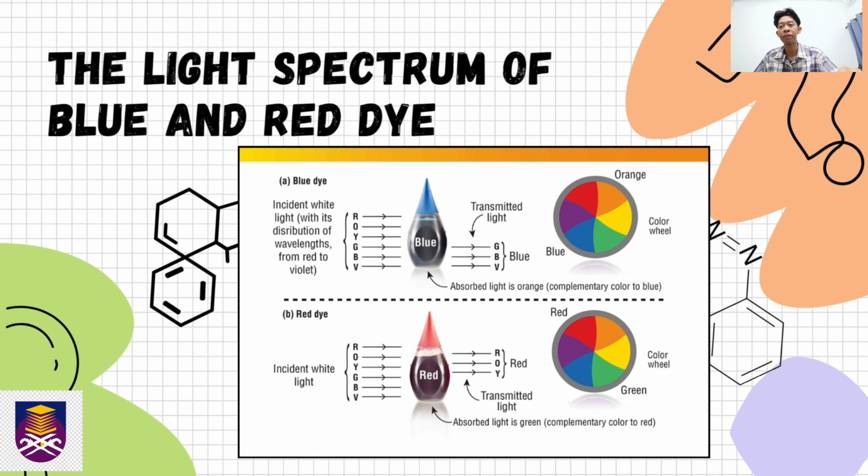And this is the light spectrum of blue and red dye, where the blue dye can produce some colors based on the transmitted light, such as green, blue, and violet. But for red, if the light is transmitted by the color red, we could see the colors red, green, and yellow.